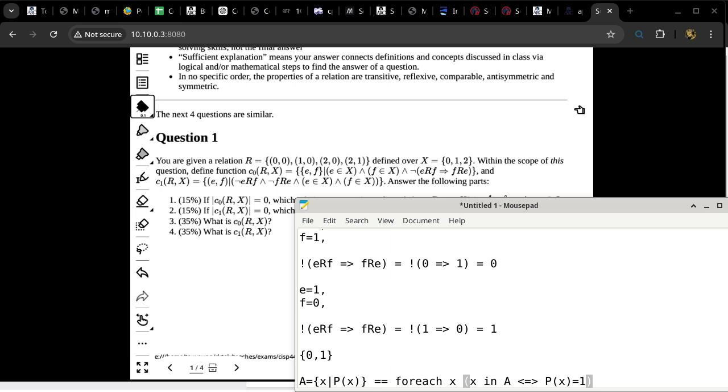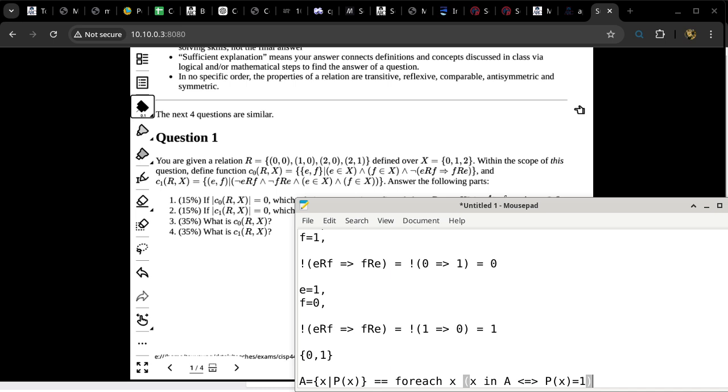Do you remember this particular definition of this notation, A equals {X such that P of X is true}? It is equivalent to saying for each X, X is in A if and only if P of X is true. Do you vaguely remember that? We have to apply that method when we look at this C of 0 definition.